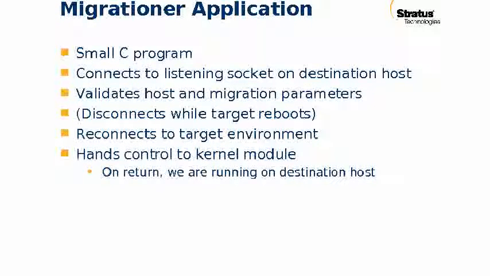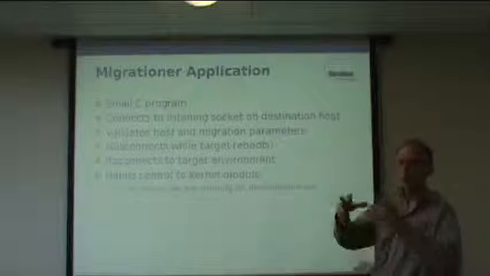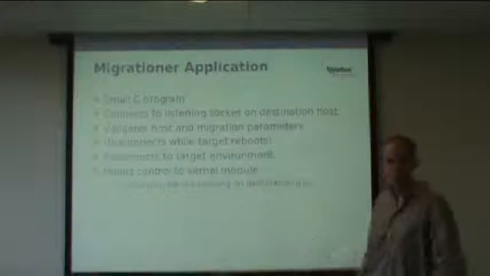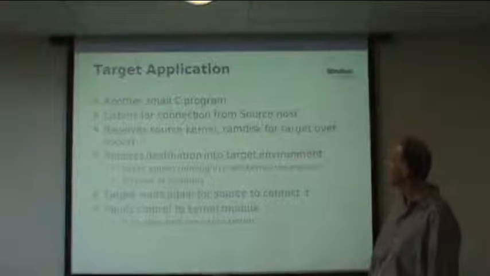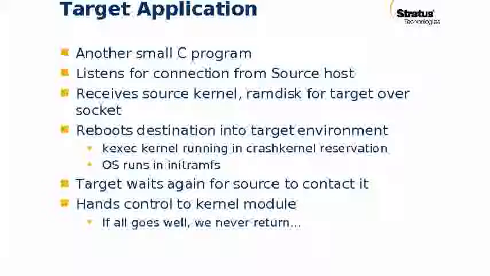Remember I said initially that to get into the target environment, we have to reboot into the special kernel. And then this migration application reconnects to that new target environment, and then hands control over to the kernel module. And there's a sequencer built in there that rips through the memory tracking, brownout, checkpoint, blackout cycles, and device removal, and all that stuff. The target application is an even smaller C program, and it listens for connections.